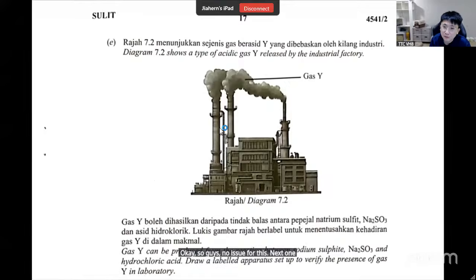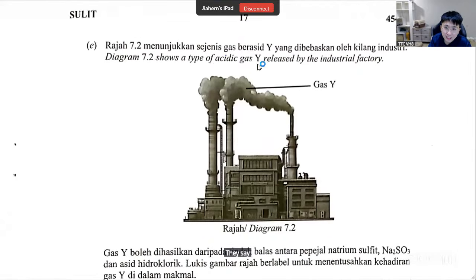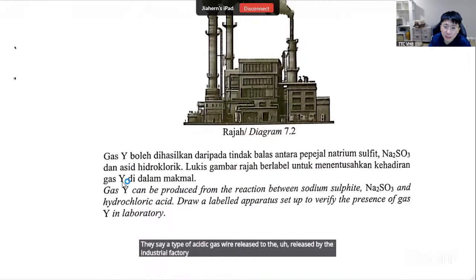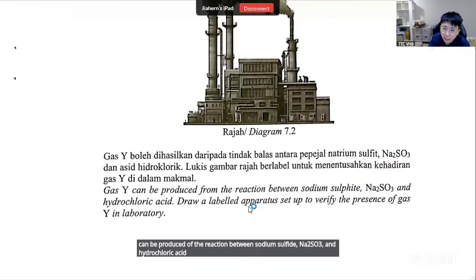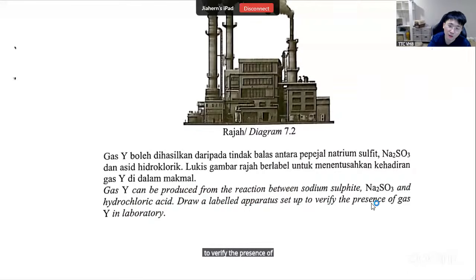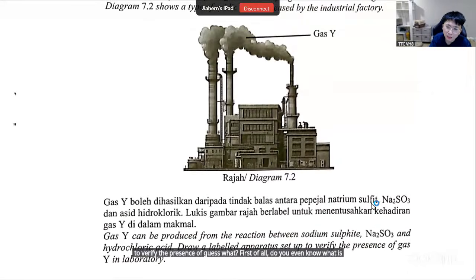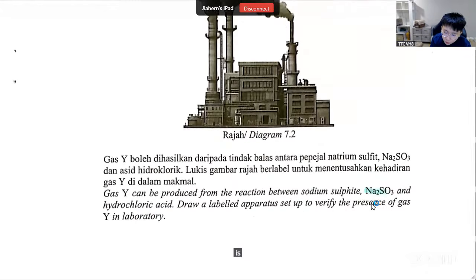Next one, you see a big factory. They say a type of acidic gas Y is released by the industrial factory. Gas Y can be produced from the reaction between sodium sulfite, Na2SO3, and hydrochloric acid. Draw a labelled diagram of the set-up to verify the presence of gas Y. Guys, first of all, do you even know what gas Y is? It's formed from Na2SO3 and hydrochloric acid.